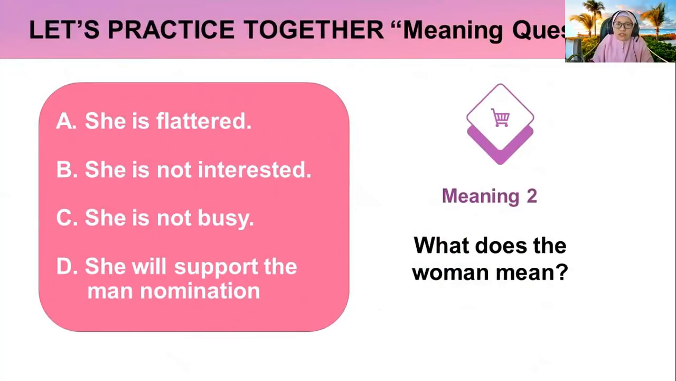Okay, we come to the second question, still about meaning question. Yeah, so you have to take a look, the same as the previous. There are four choices here, and you need to understand first one by one for each choice. For A, she is flattered. What is flattered? She is not interested. She is not busy. She will support the man's nomination. You have to understand this before starting to listen to the audio.